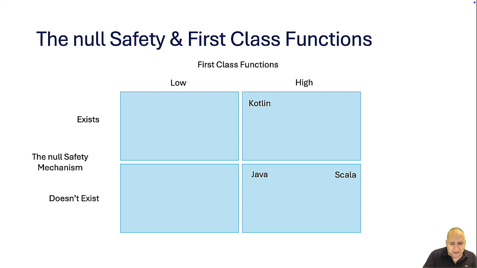Java and Scala support null. They didn't evolve as Kotlin. They still work with null.